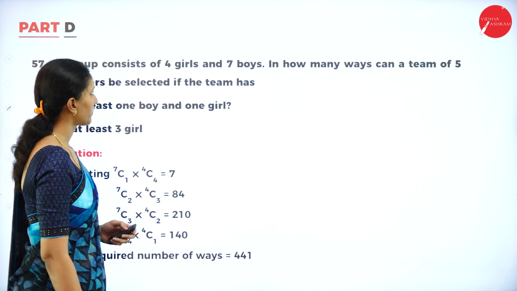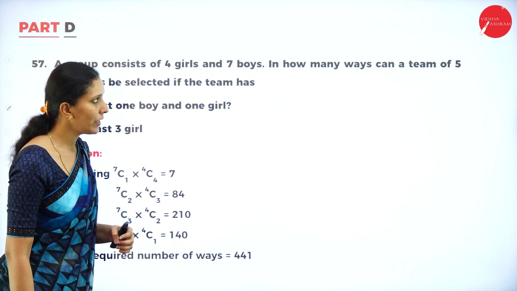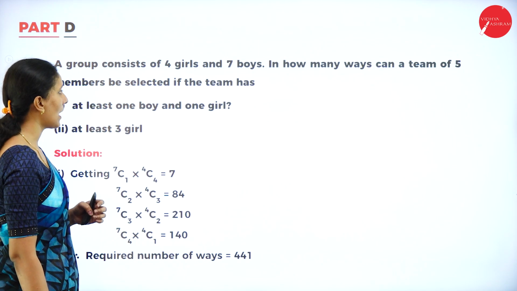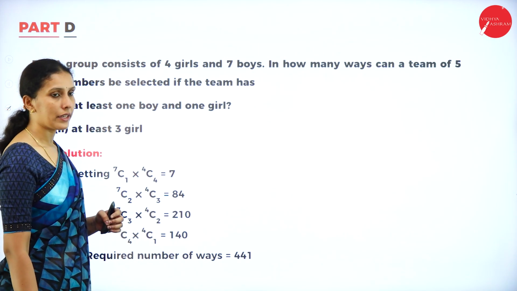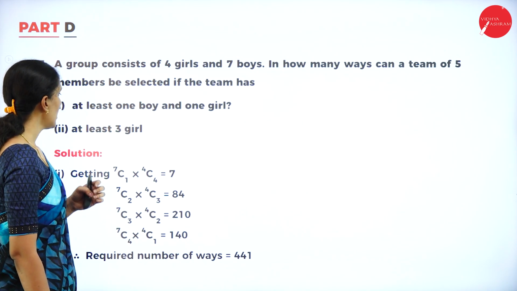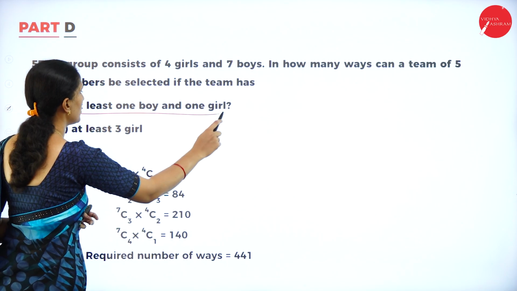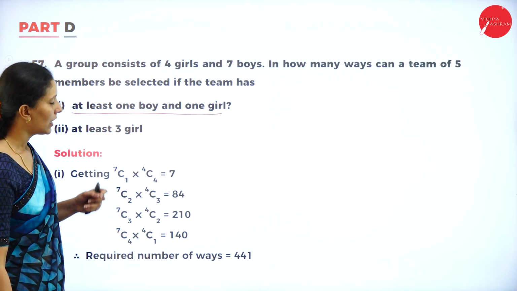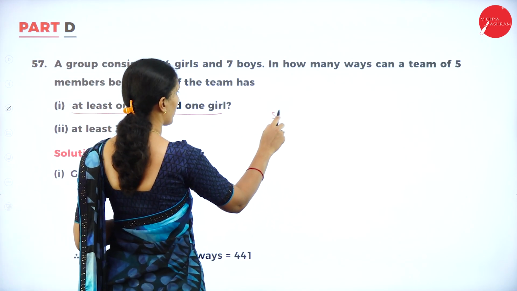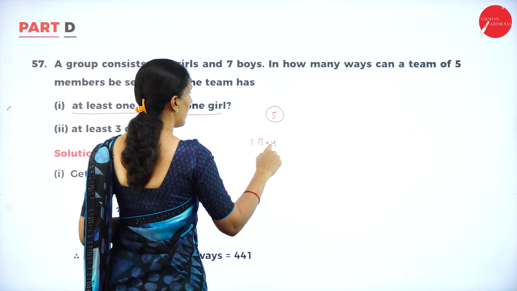Next one. A group consists of 4 girls and 7 boys. In how many ways can a team of 5 members be selected if the team has at least 1 boy and 1 girl? Second question, at least 3 girls. Now here let me solve the first question. At least 1 boy, 1 girl means we have to select a team of 5, which should include at least 1 boy and 1 girl.